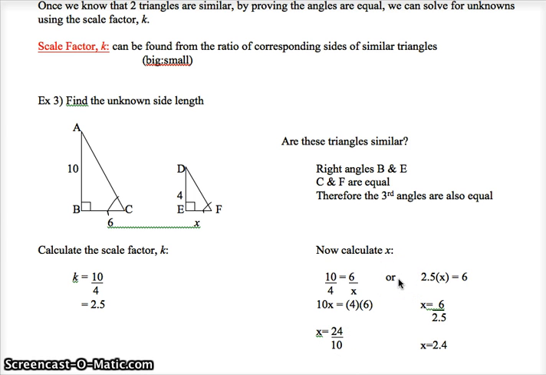Or you can take your scale factor, k, and multiply it by small to get your big. So we have 2.5 times x equals 6, so divide by 2.5 and we end up getting 2.4 in both cases. So you could do it either way.